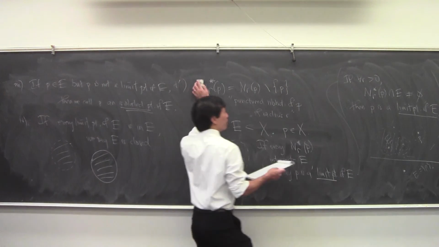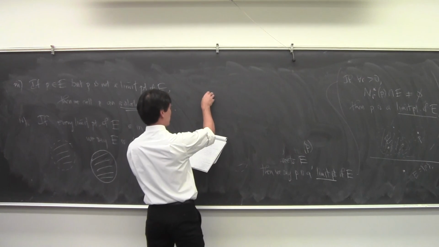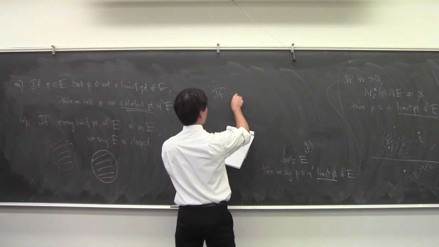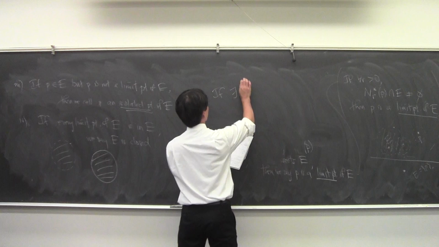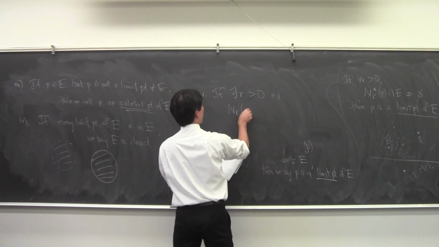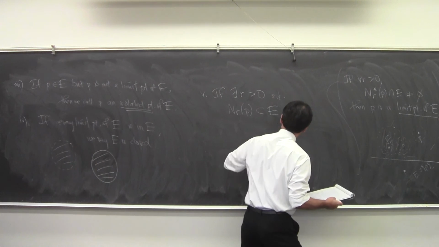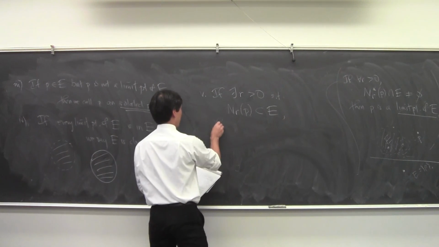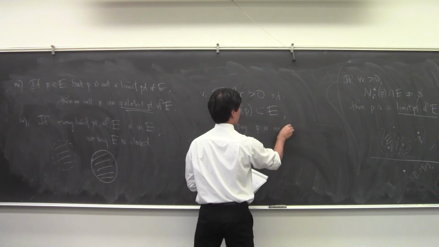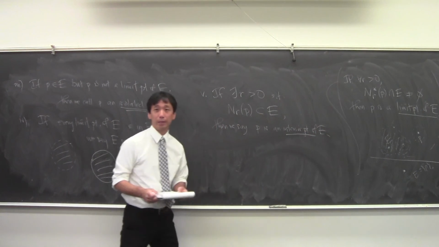Let me just do one more term. Five. If there exists a radius such that the whole neighborhood of P is contained in E, then we say P is an interior point. An interior point of E.